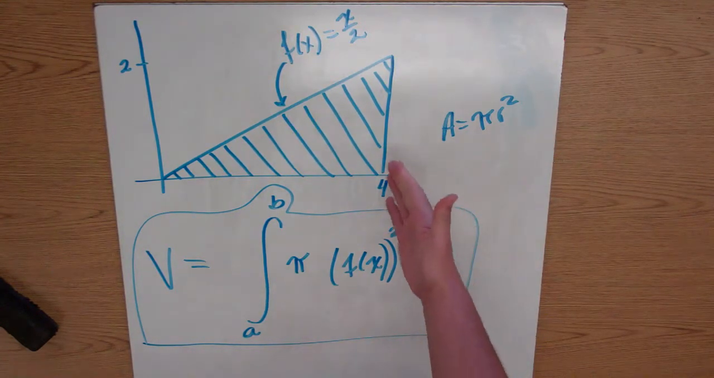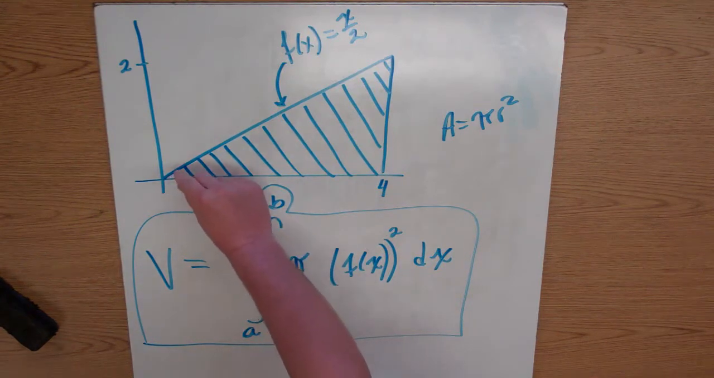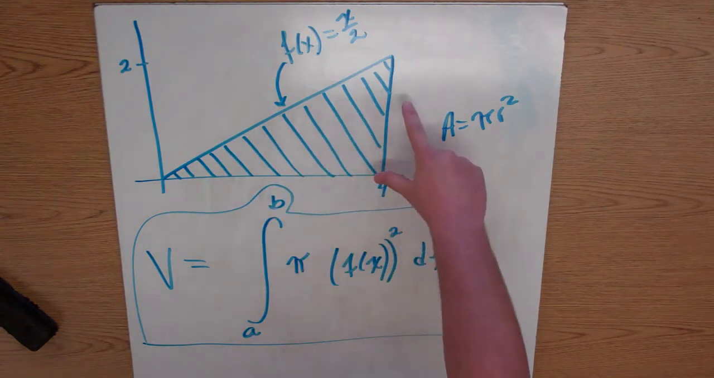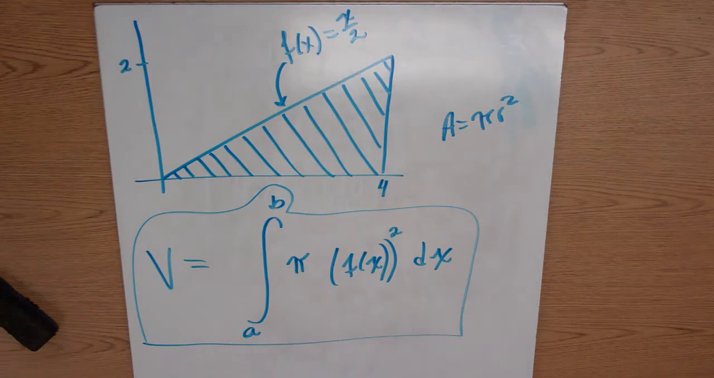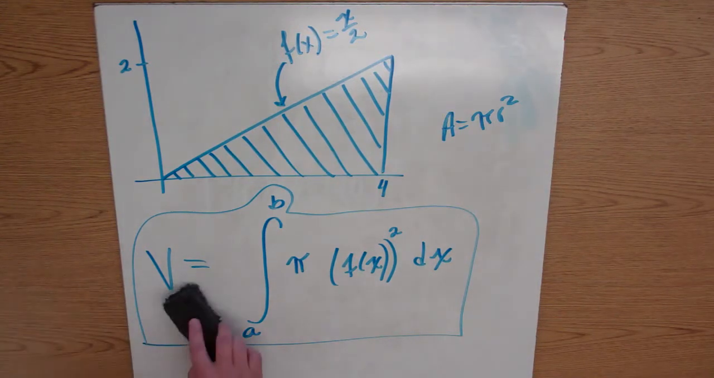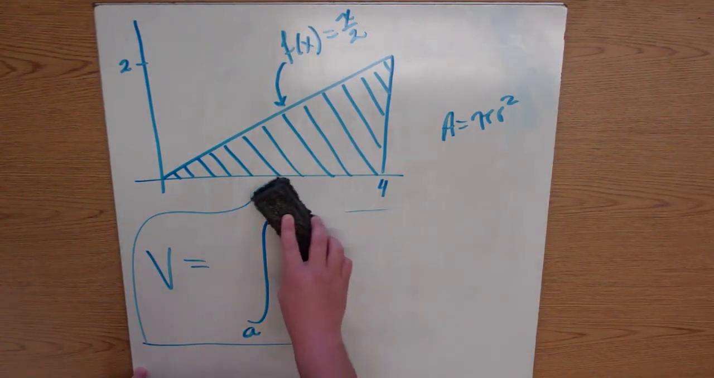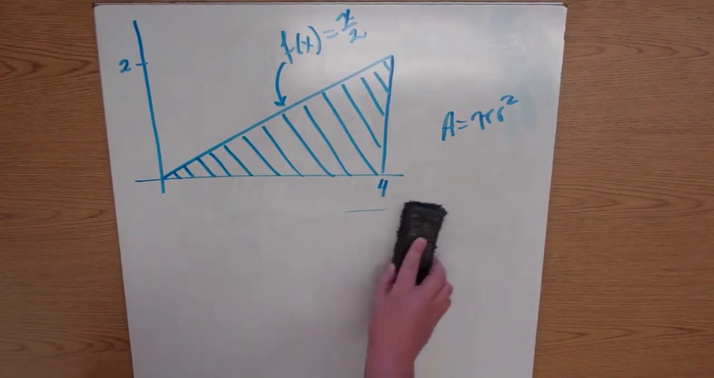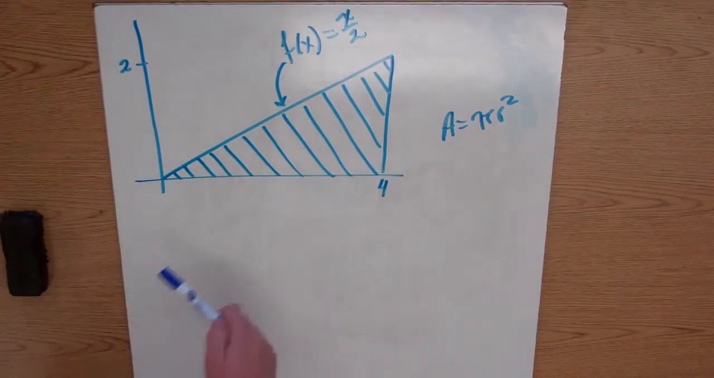So just remember, basically all we're doing is making little itty bitty tiny circles all the way up this, and we're just adding up all the little circles. Alright? Hopefully you wrote this down. I'm going to get rid of it. So we want the volume of this.